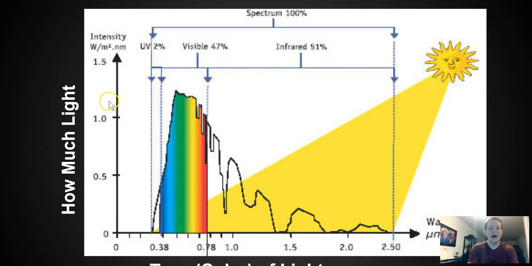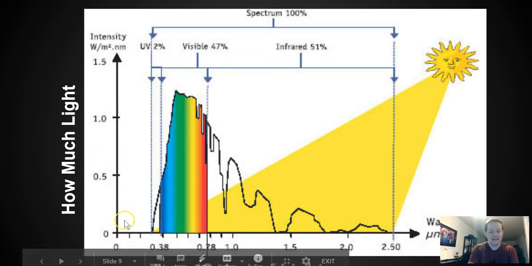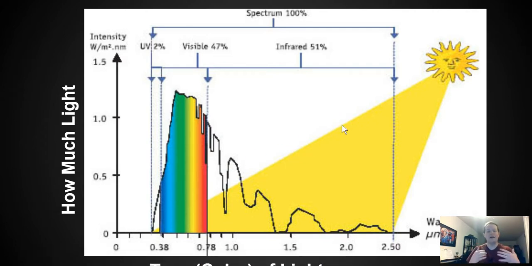So this y-axis is showing, is there a lot of light or just a little bit of light? And down here, this is showing us the types of light, or the colors. Here's red, here's yellow, here's green, here's blue. This is the graph of how much light our sun makes. So what color light does the sun make the most?